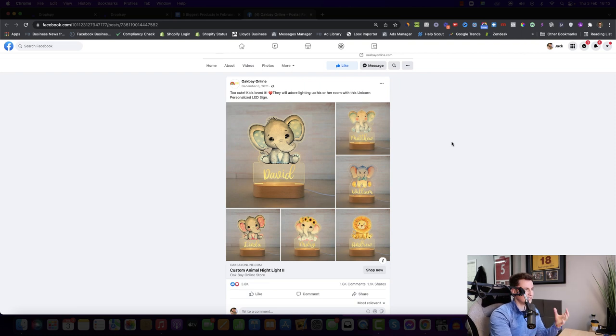If we take a look at it, it's just a still image. There's no call to action in the primary text, the description at the top. It's simply just "Too cute, kids love it," with a heart emoji. "They will adore lighting up his or her room with this unicorn personalized LED sign."